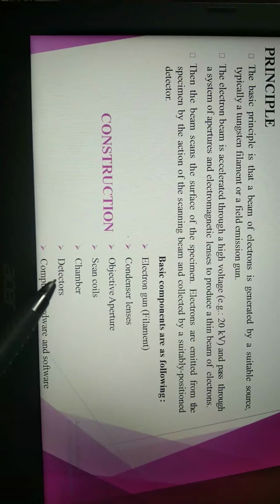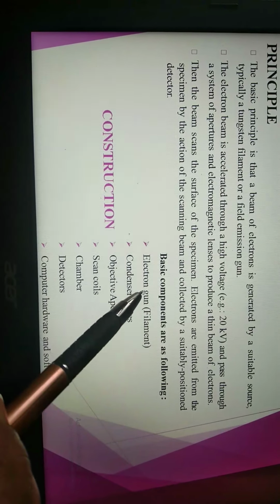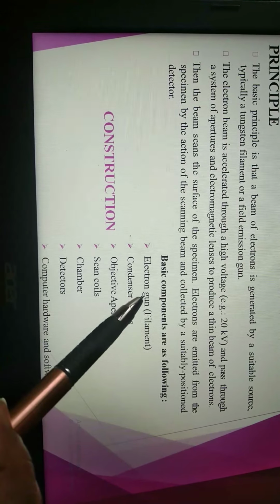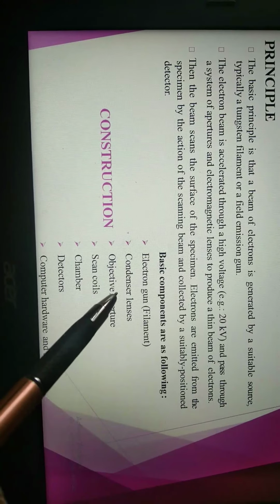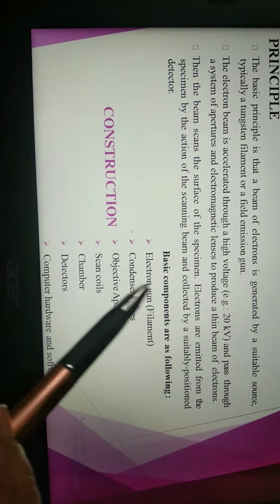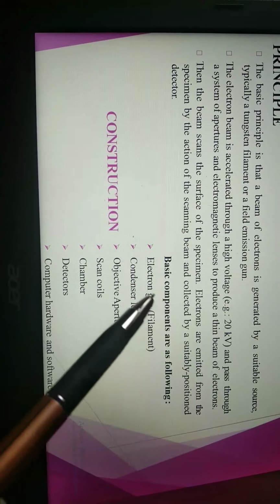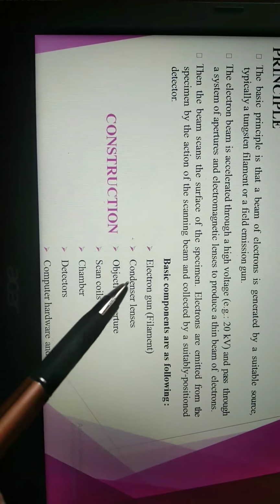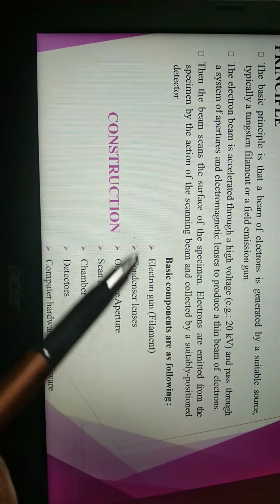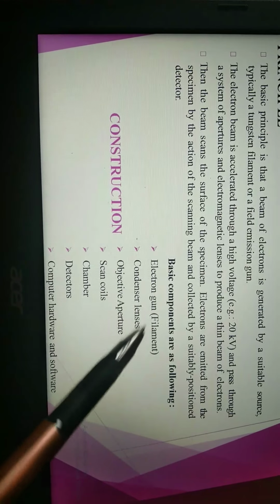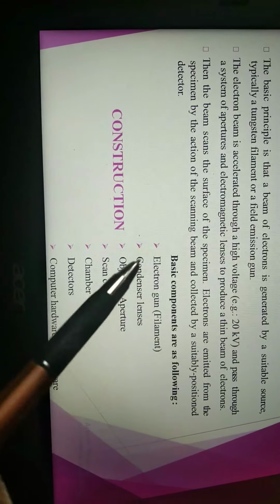The construction says that the basic component is the electron gun that provides us the electron beam. Then between the electron gun and the condenser, there is an anode that attracts the electron beam, and then it goes towards the condenser lens. A set of two condenser lenses is there. So there is one set of condenser lens.